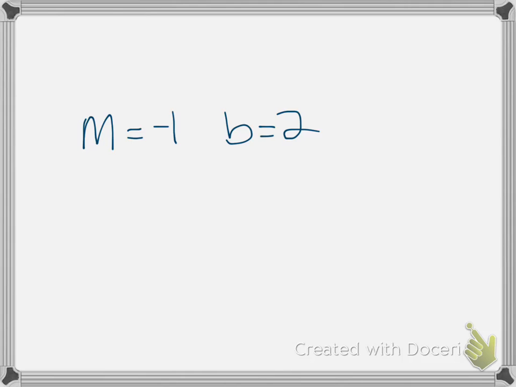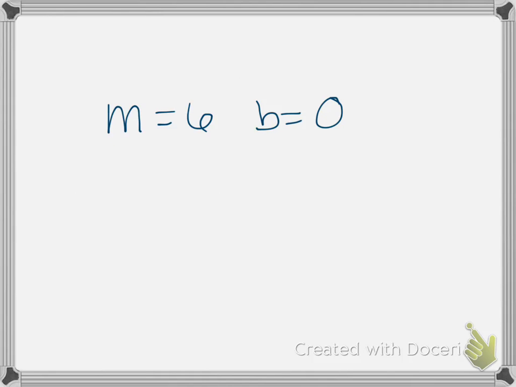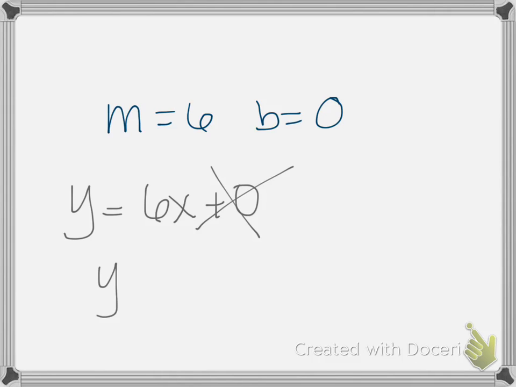Okay, this I'm writing an equation. So if my equation is y equals mx plus b, I fill it in. So this is y equals, substitute this in for the m, so negative 1x, and substitute the 2 in for the b. So I got y equals mx, so 6x, plus whatever my b is. So we could drop this, because plus 0 means nothing, so just y equals 6x.